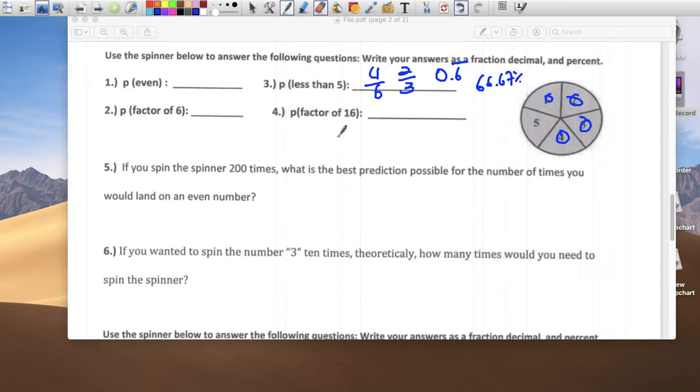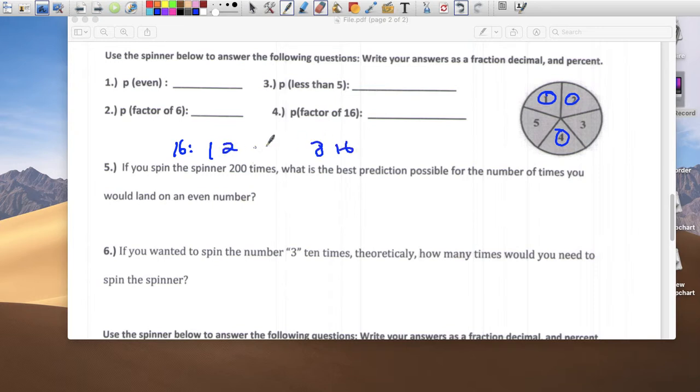A factor of 16, so factors of 16, numbers that multiply to give me 16. I'm going to use the 1, 2, and the 4. Those are factors of 16. So if you do 16, you got 1 times 16 is 16, 2 times 8 is 16, 3 no, 4 yes. So what are factors of 16 that are in this spinner? The 1, the 2, and the 4, which is 3 out of 5. That's going to be 0.6, or 60%.